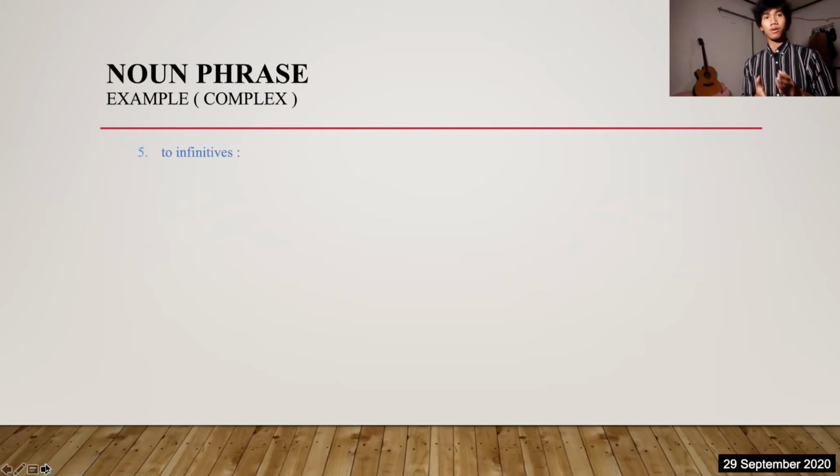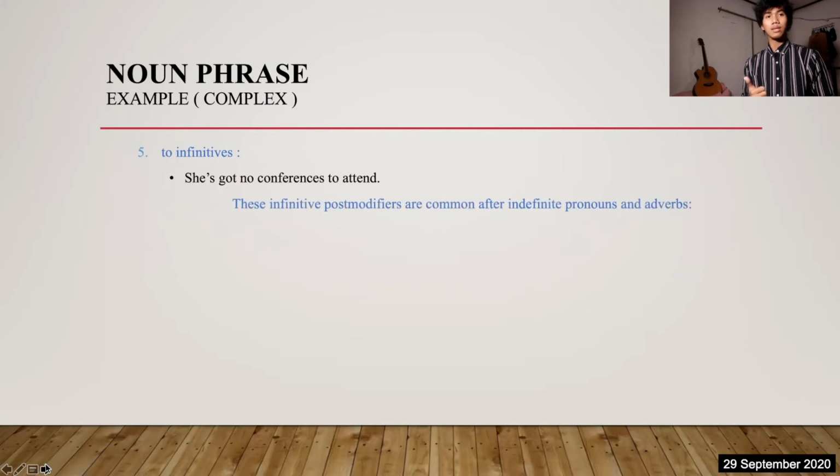And the examples of to infinitives are she's got no conferences to attend. These infinitive postmodifiers are common after indefinite pronouns and adverbs, such as we should think of something to do. They have nowhere to go.